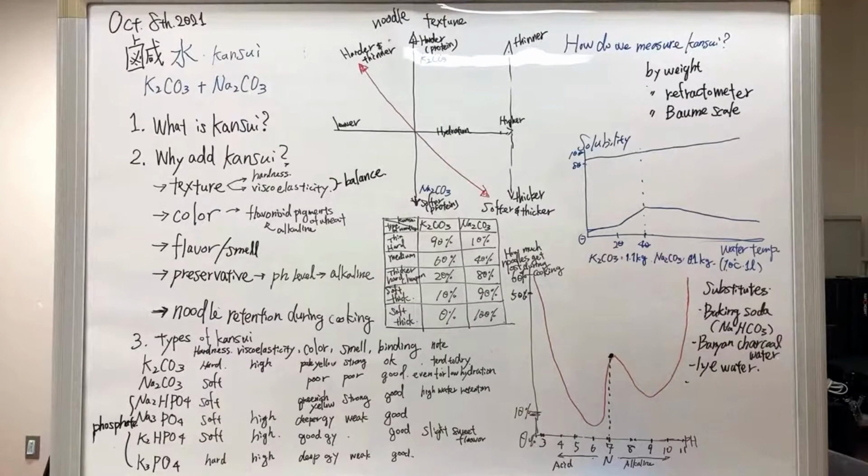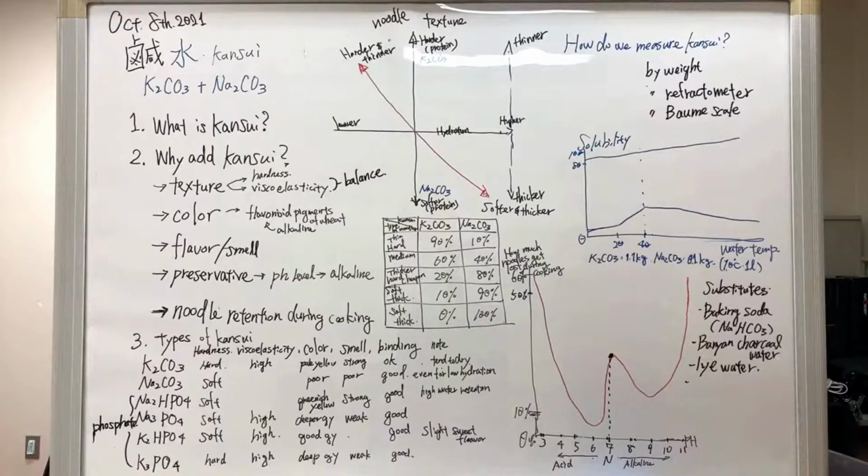Kansui is basically what we use to adjust the balance of hardness, making noodles softer or harder, and it adds a certain smell and flavor. It also adds a little bit of color. As we know, some types of Chinese style noodles and ramen noodles are a pale yellow color, so that adds color as well.